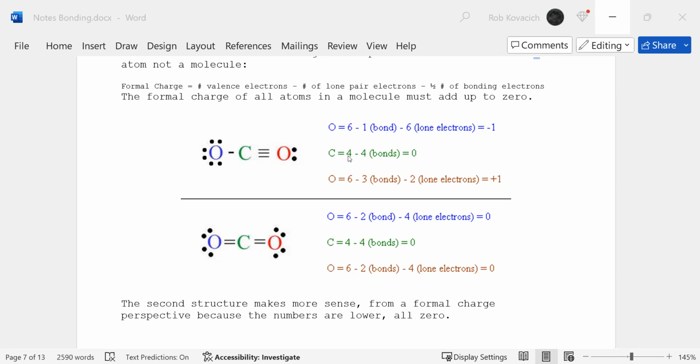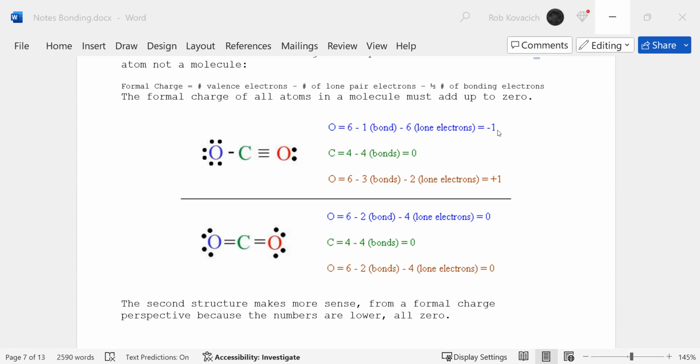The carbon has 4 valence electrons, and I subtract off the bonding electrons. There's 2, 4, 6, 8 bonding electrons, and no lone pair electrons. So 1/2 of 8 is 4, and 4 minus 4 is 0. Now the oxygen here, the one on the right, has 6 valence electrons. It's got 6 bonding electrons, 2, 4, 6, and I take half of that, half the bonding electrons, so that gives me a 3. And then minus the 2 lone pairs of electrons.